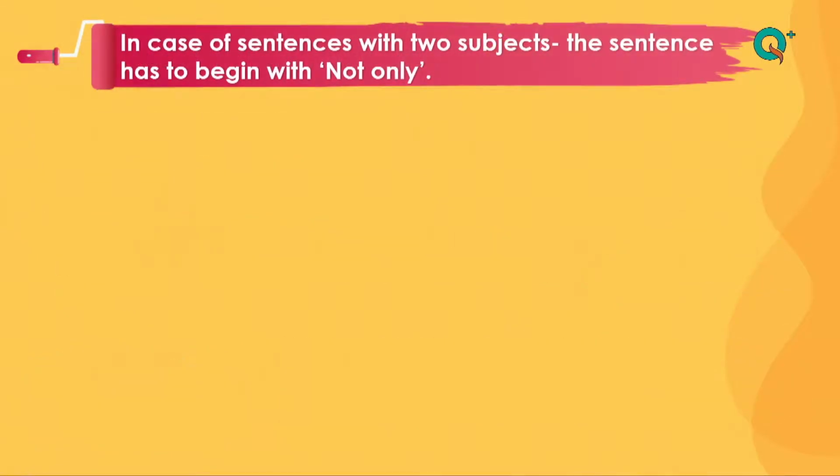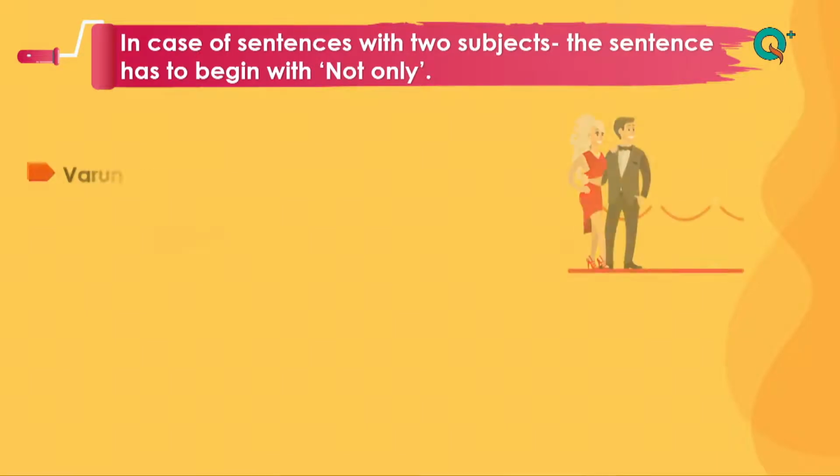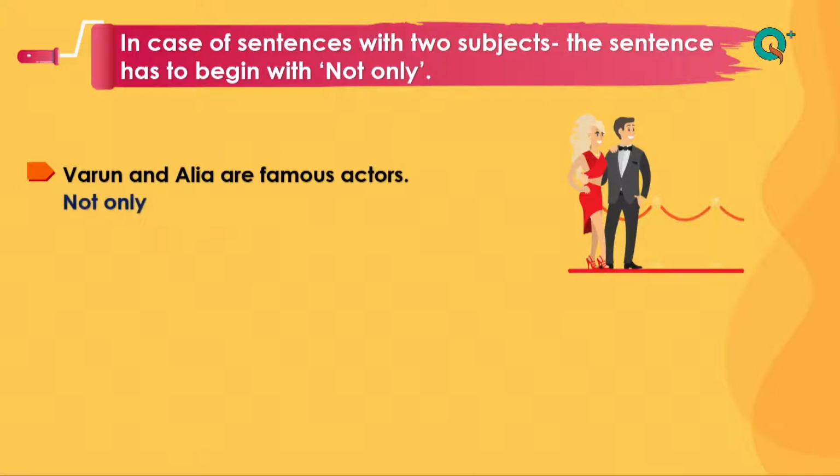Now, in case of sentences with two subjects, the sentence has to begin with not only. For example, Varun and Alia are famous actors. So, we will begin with not only, then put Varun, and and will be replaced with but also, followed by Alia. Now, one thing that you have to notice here students, are has become is in the answer. Because when we are using not only but also for two subjects, the verb will agree to the subject closest to it. So if I am saying Alia, a famous actor, I cannot say are because it's a singular one, right? Single person. So Alia is a famous actor. So it will turn into singular.